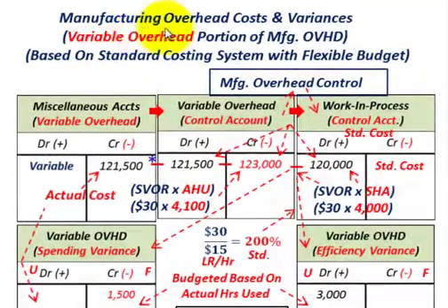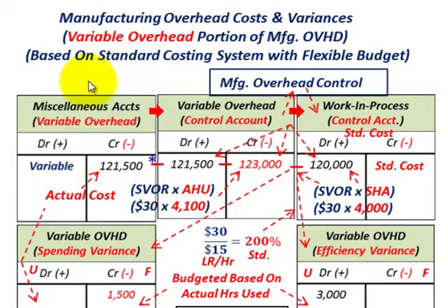What we're going to be going over here is manufacturing overhead costs and variances. But for this problem, we're going to be looking at just the variable overhead portion of our manufacturing overhead. And it's going to be based on a standard costing system with a flexible budget. Say, for example, you're managing a particular factory department, and you have to determine what's going on with the variable overhead in this department.